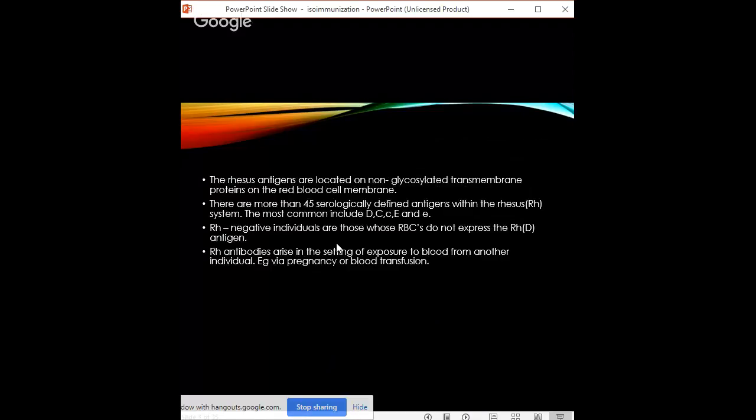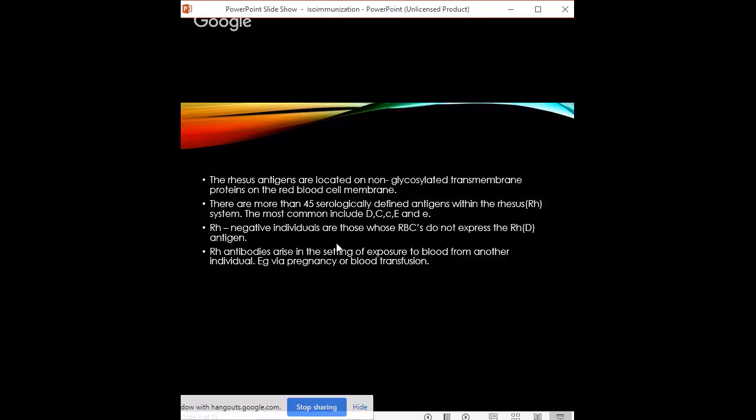So Rhesus antigens are located on non-glycosylated transmembrane proteins on the red blood cell membrane. There are more than 45 serologically defined antigens within the Rhesus system, the most common being big D, big C, small c, big E, and small e.